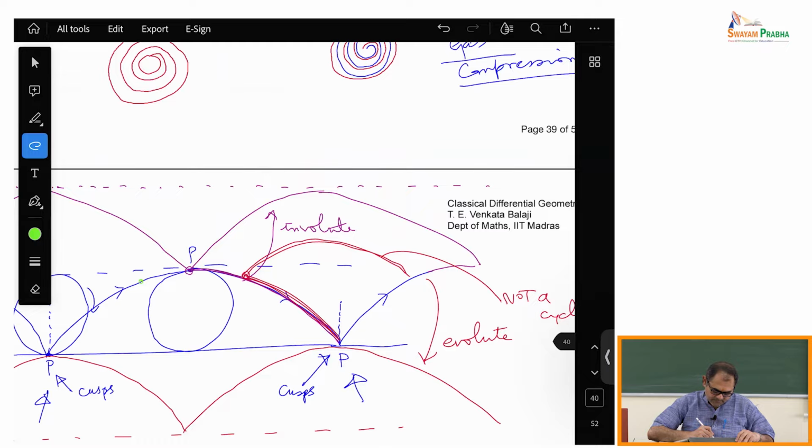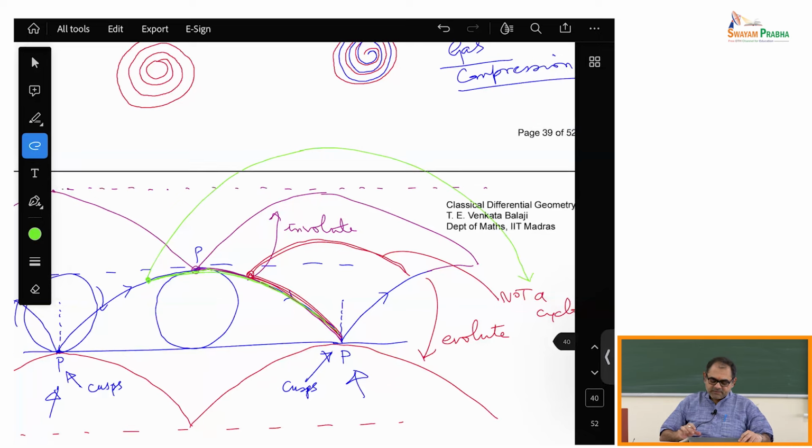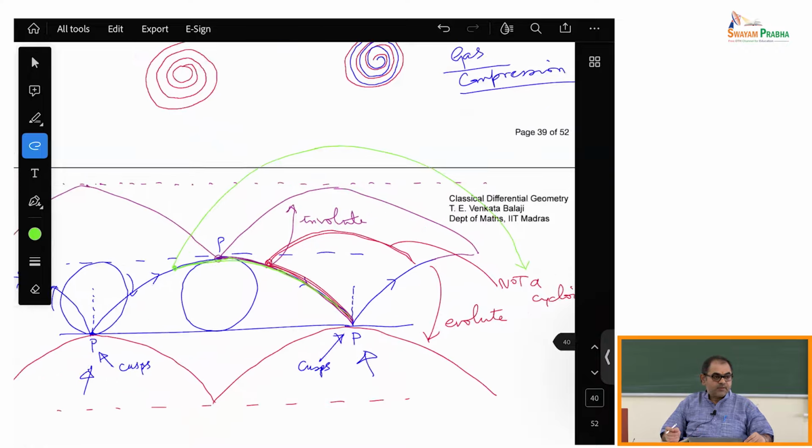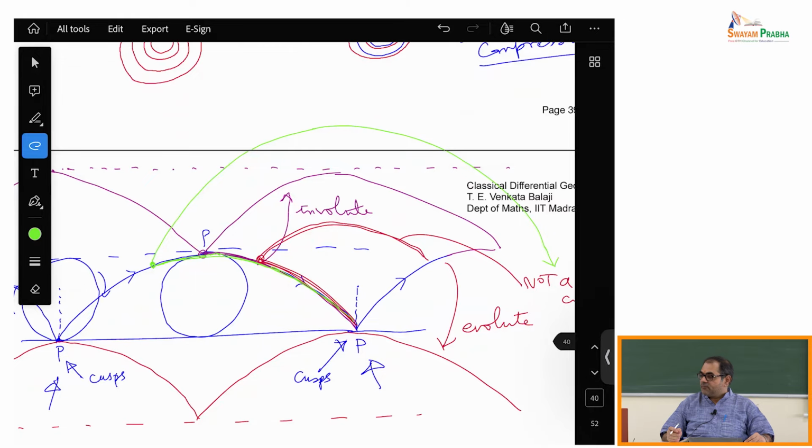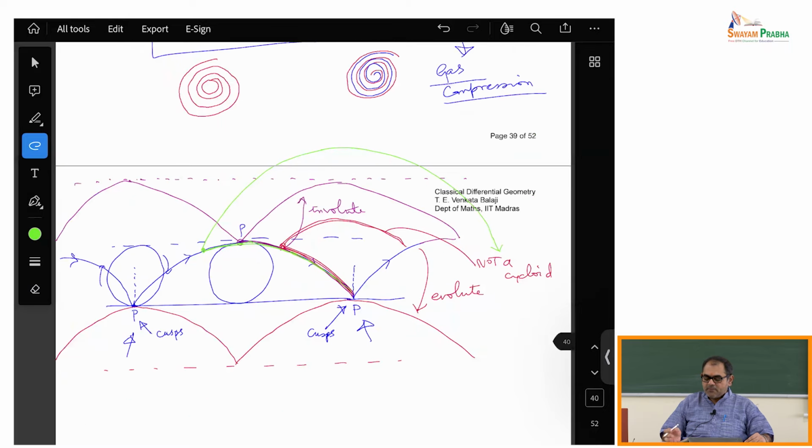something from here. If I pulled out this portion of the string, say from here onwards, this green portion, then I will get something like this. Okay, and the point is that this is also not a cycloid. So these green and red ones are not cycloids. It's only the purple one that is the involute, which is a cycloid. Okay, so this is what happens.